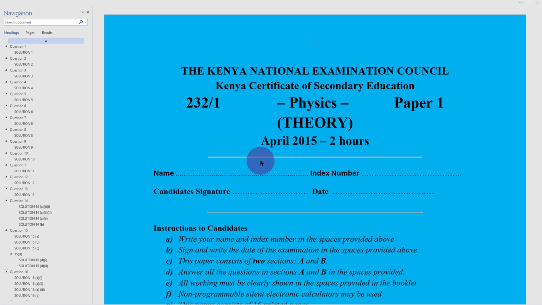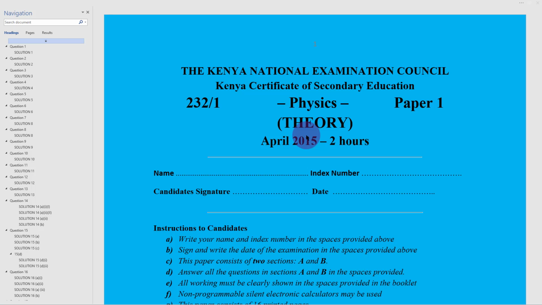In today's video, I'm going to look at the complete marking scheme of the KCSE Physics Paper 1 of the year 2015. This is a complete marking scheme.